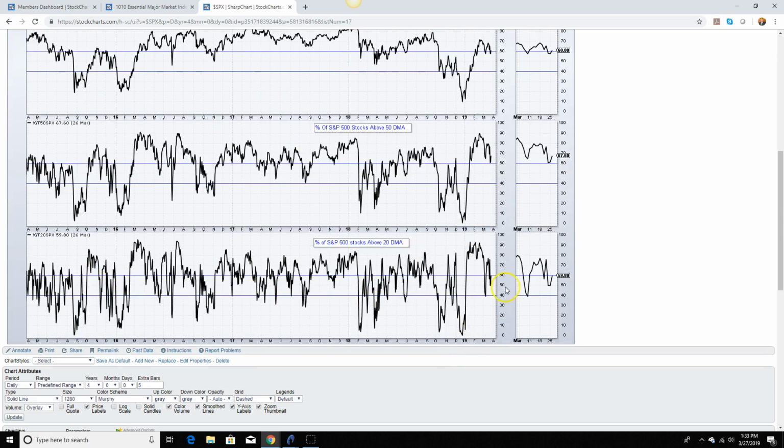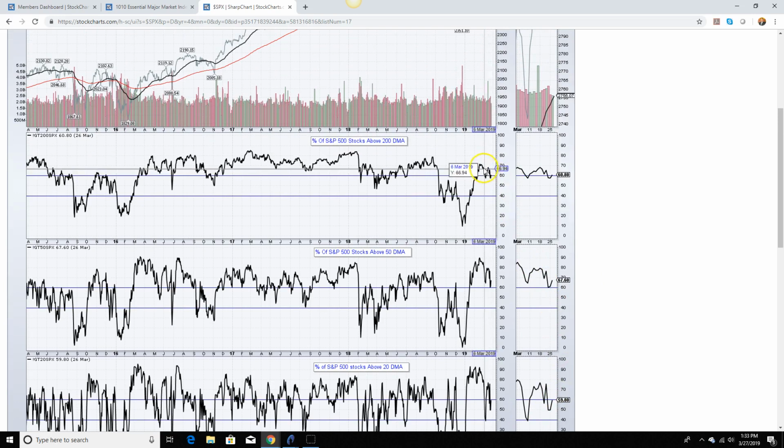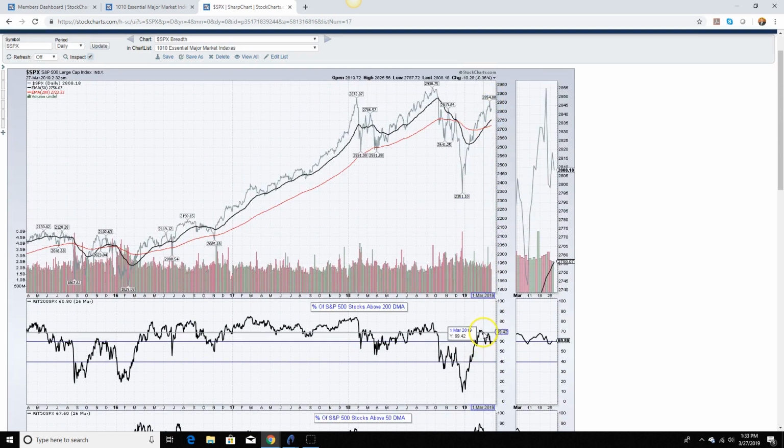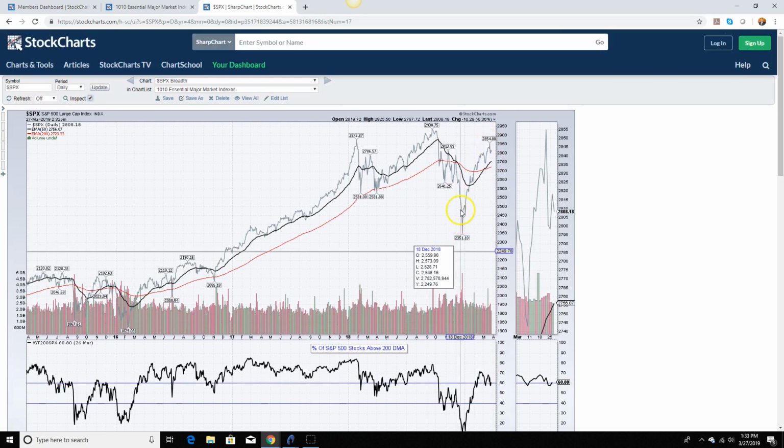And then this is the percent of stocks above the 20-day, which we already looked at. So sometimes that would be a negative divergence, right? When the price breaks to new highs, but the breadth does not. It means fewer and fewer stocks are pushing up the market.